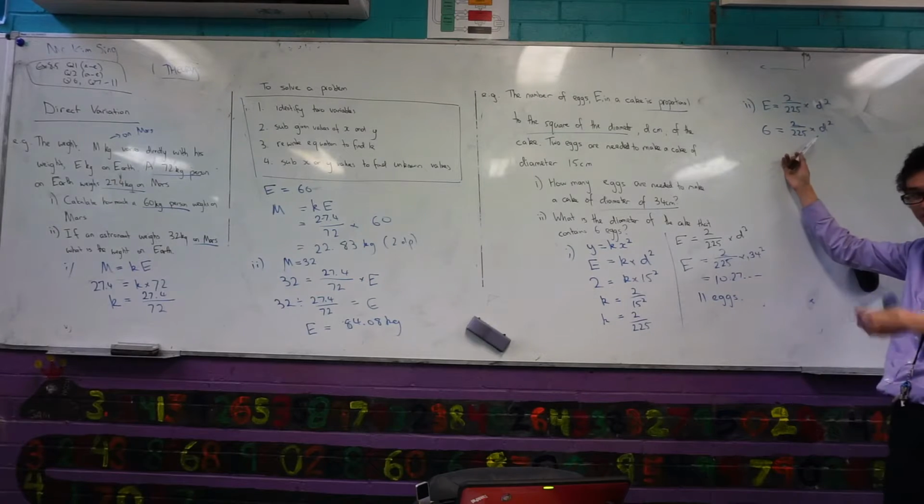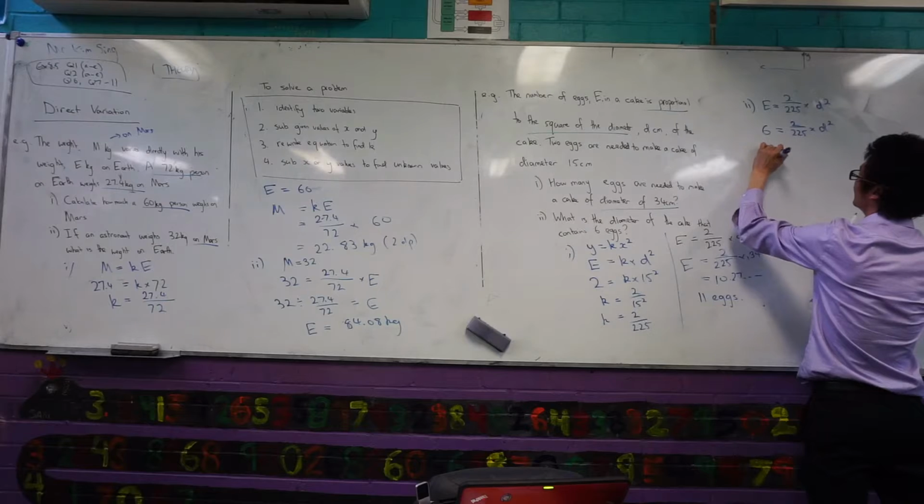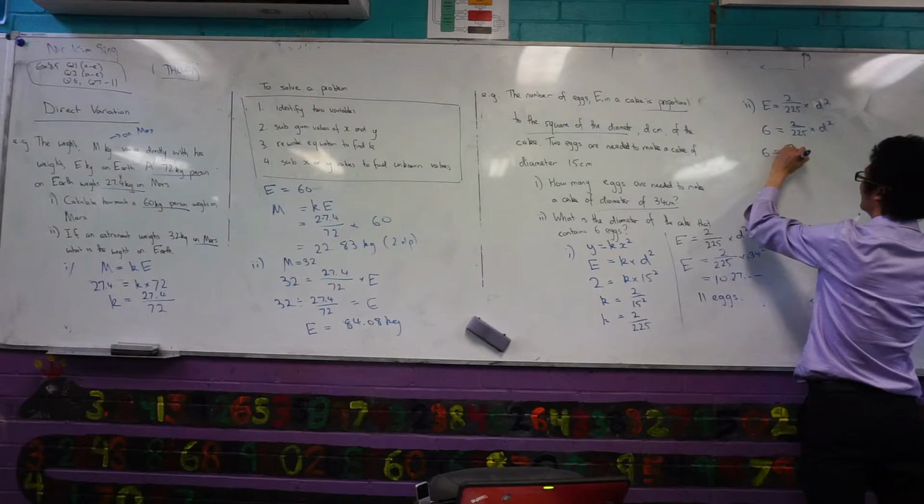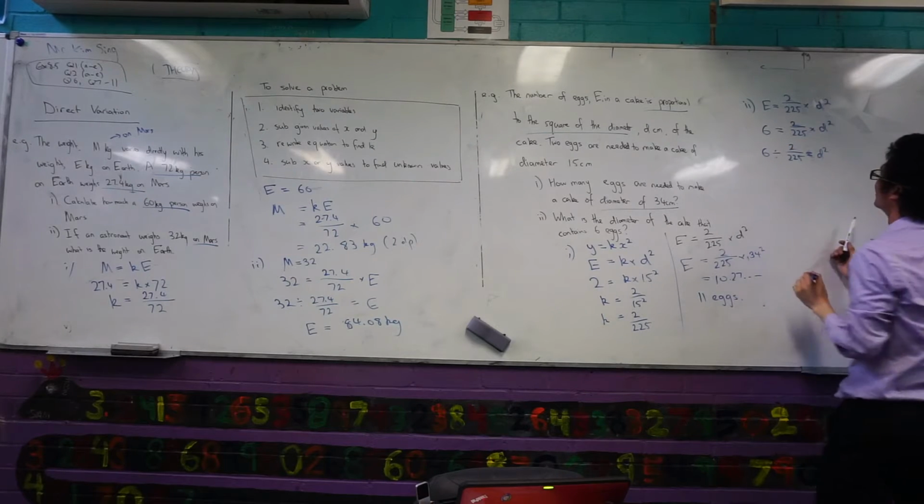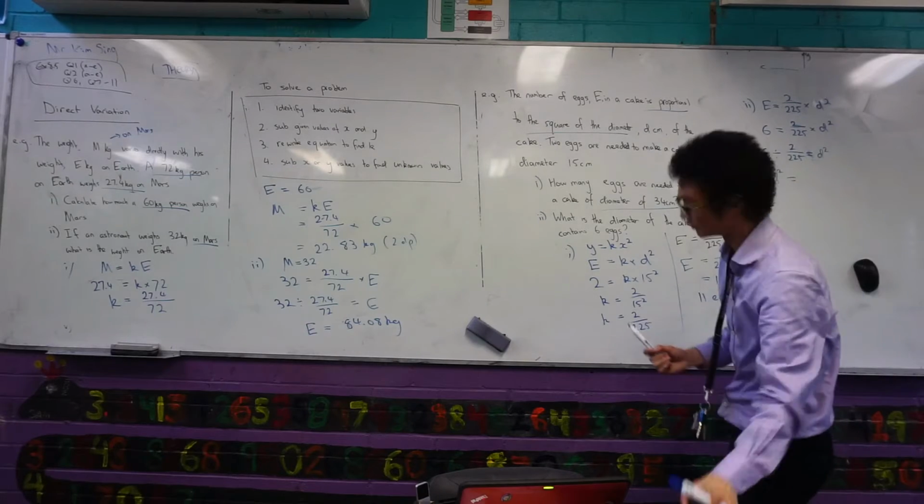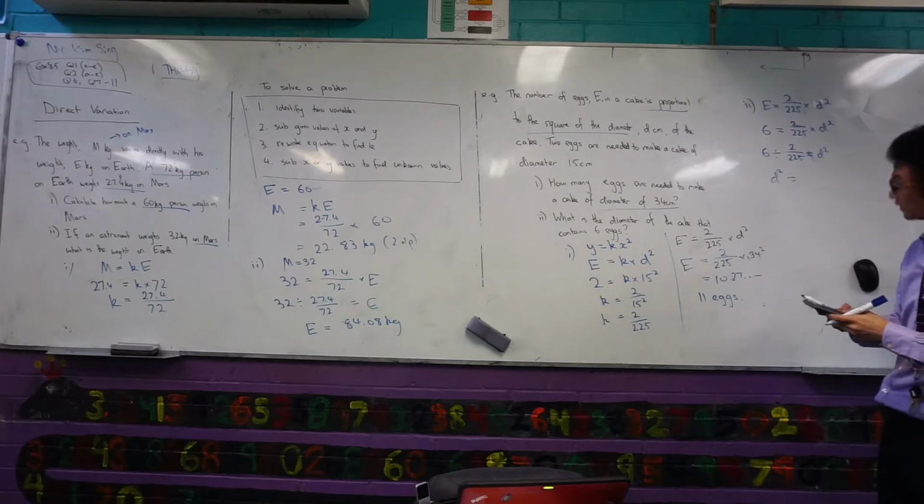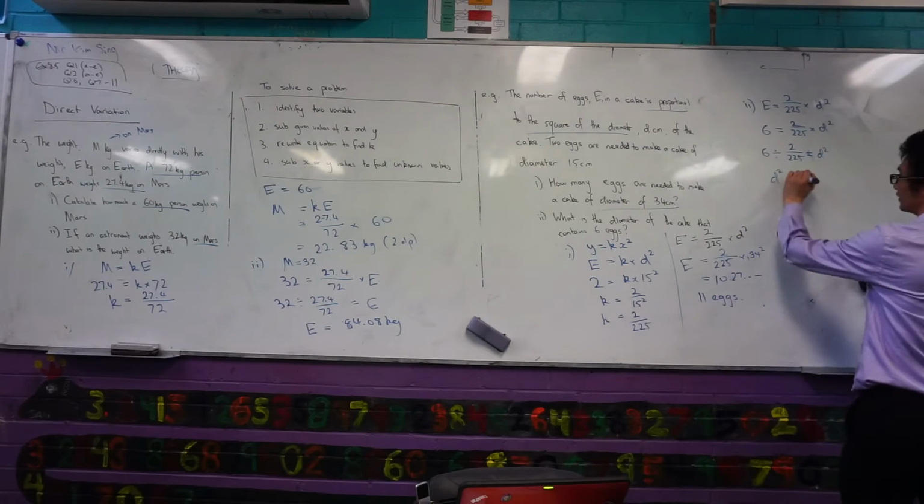So opposite of multiplication, I've got division here. 6 divided by 2 over 225 equals D squared. Here's where it gets a little bit trickier, because D squared is going to equal 6 divided by 2 over 225. That's going to equal 675.